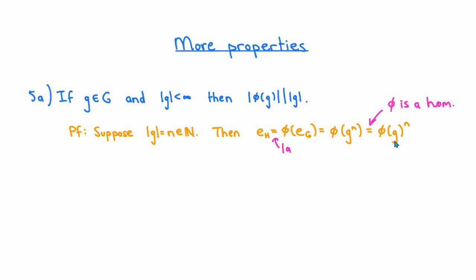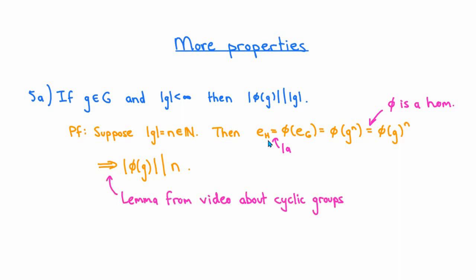So now we have the equation that phi of g to the n is equal to the identity in H. And if you remember our video about cyclic groups, we proved there that anytime a power of an element is equal to the identity in a group, it implies that the order of that element must divide the power. So here that means that the order of the element phi of g must divide n, and that's exactly what we wanted to show.